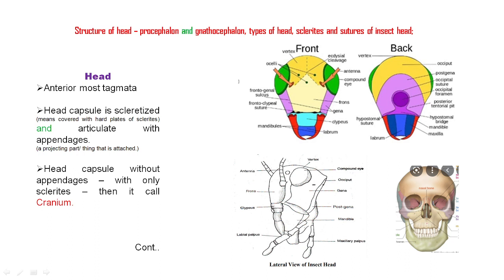See here the structure of insect head. Insect head is the anterior most tagmata of the insect body. Head capsule is sclerotized and articulated with the appendages such as antenna, eyes, and mouth parts. Head capsule without appendages and with only sclerites is known as cranium.